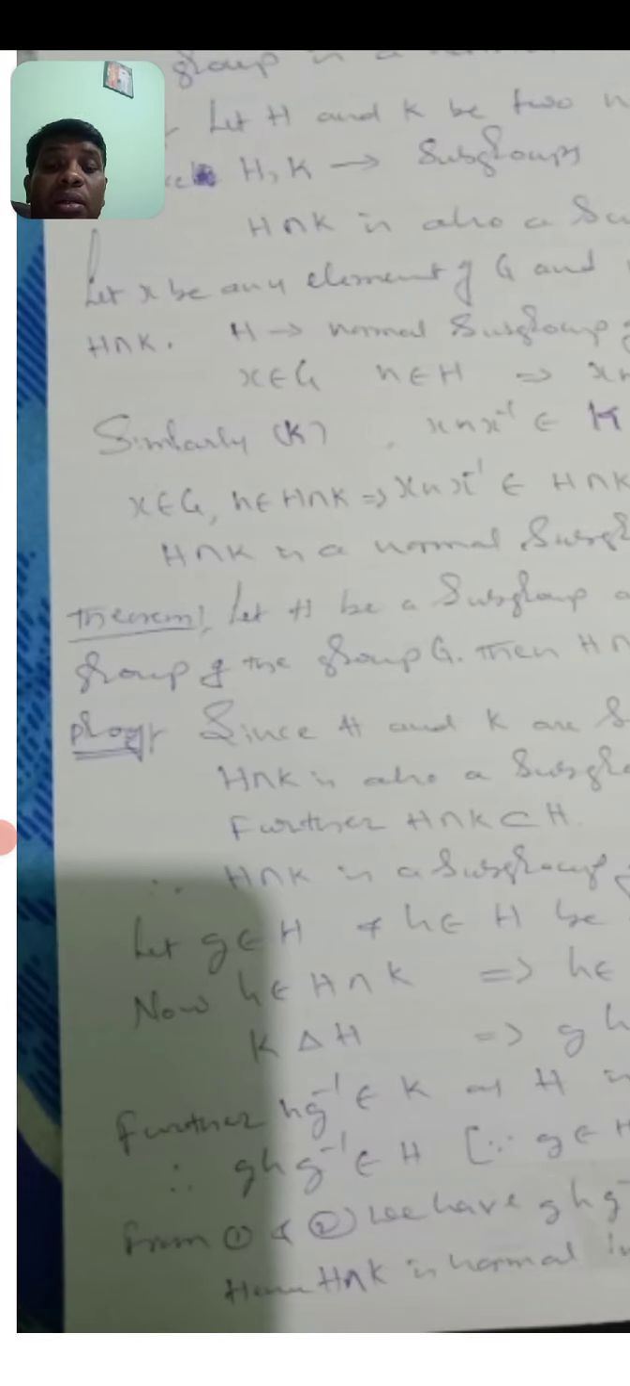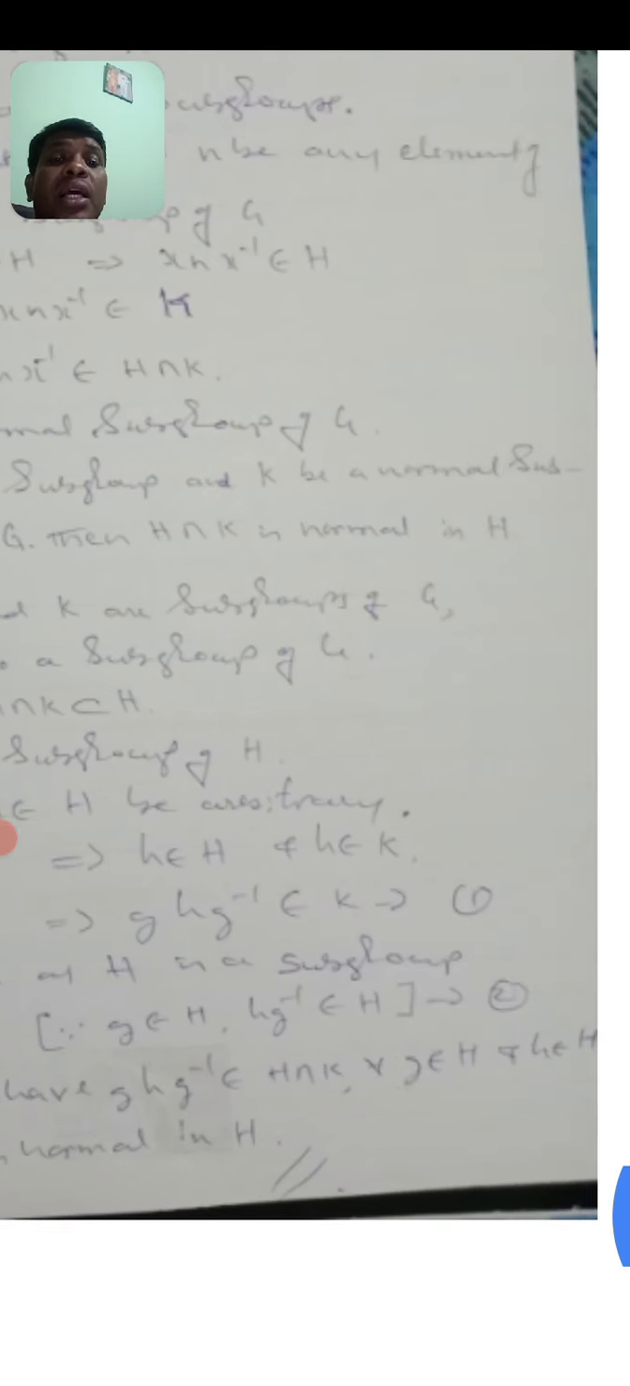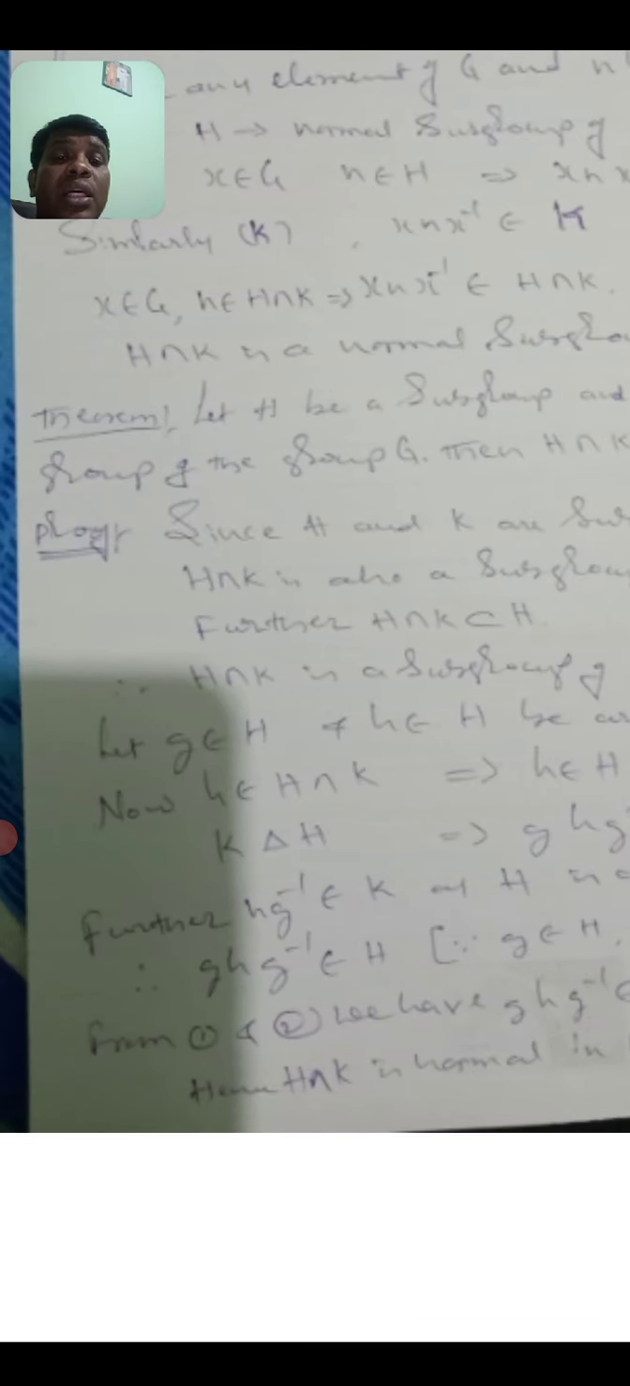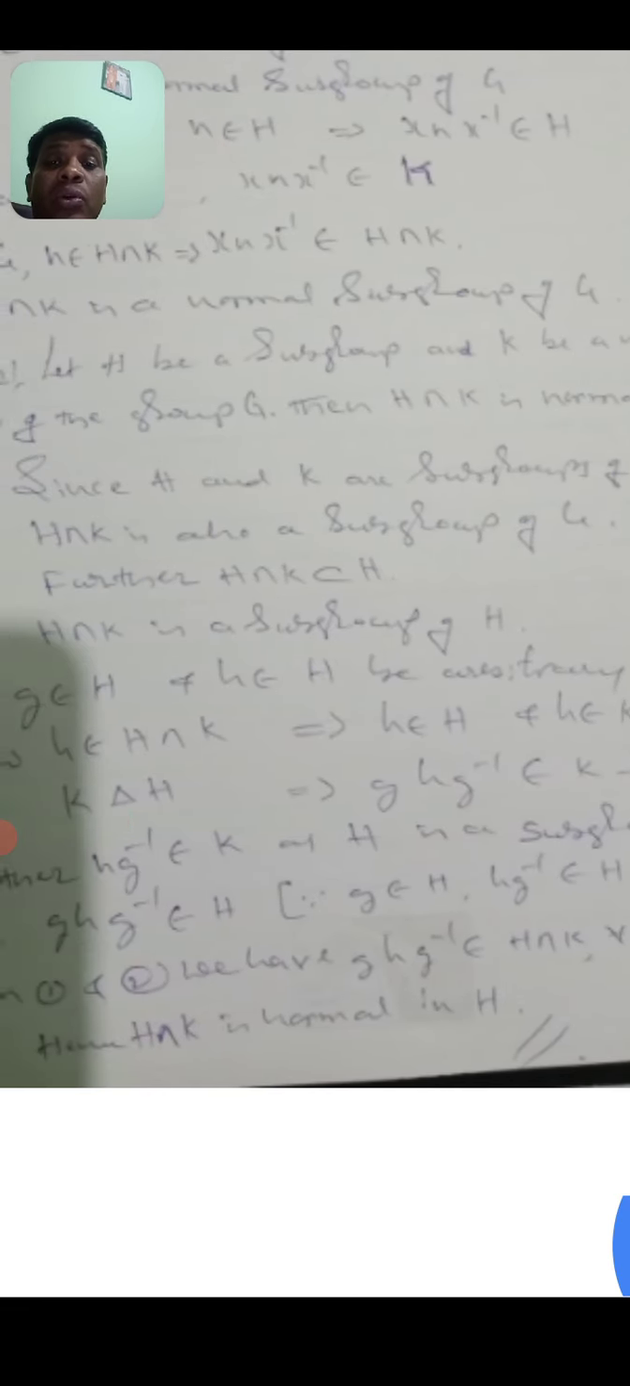Next, the fourth theorem is: let H be a subgroup and K be any normal subgroup of the group G, then H intersection K is normal in H. Since H and K are subgroups of G, H intersection K is also a subgroup of G, and further H intersection K is a subset of H. When H intersection K is a subset of H, then H intersection K is a subgroup of H.